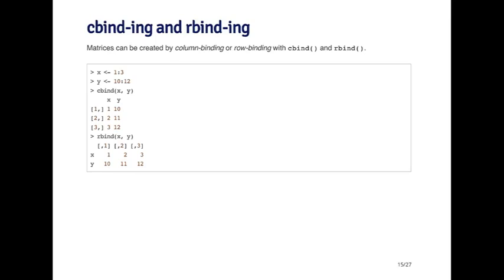This is kind of what you might expect would happen. If I rbind those two objects, then the first row will be 1, 2, 3, and the second row will be 10 through 12. So cbinding and rbinding is another way to create a matrix.